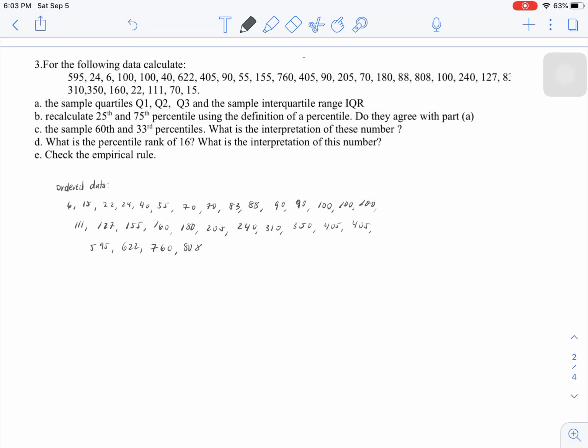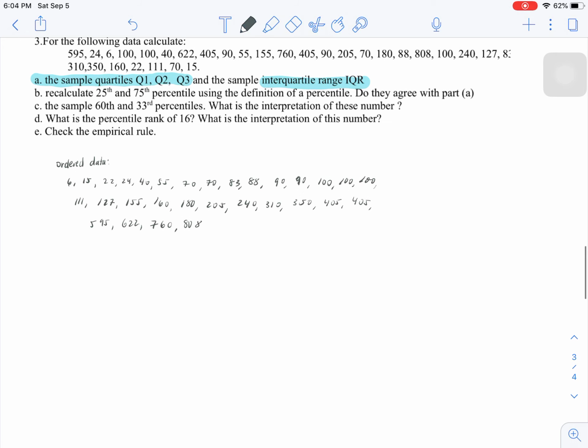Question 3, we're dealing with quartiles and percentiles. We're given a data set with 30 data points, and we want to find certain quartiles and figure out certain percentiles. So let's go ahead and get started. First, in part A, we want to find the 3 quartiles, Q1, Q2, and Q3, and then use those to find the interquartile range.